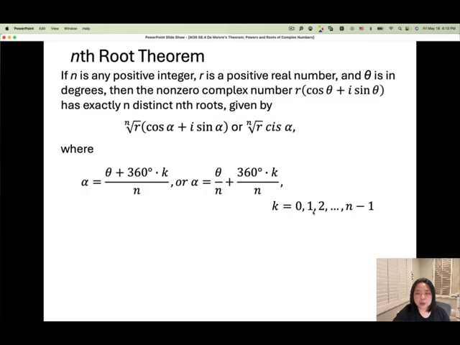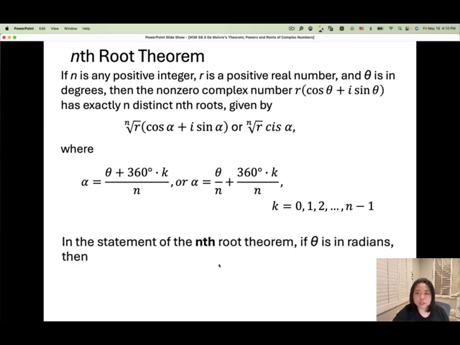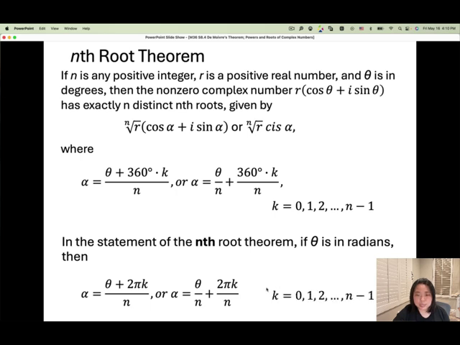This is when you're working in degrees. But when your statement is in radians, you do the same thing. Your alpha becomes theta plus 2 pi times k, where 2 pi is 360 degrees. The first coterminal angle, the second, the third, same idea. K will be equal to 0 until n minus 1.